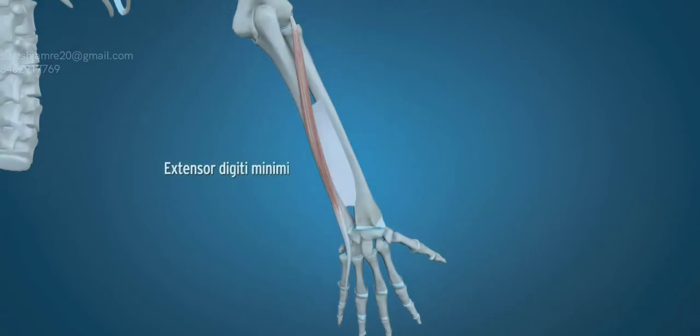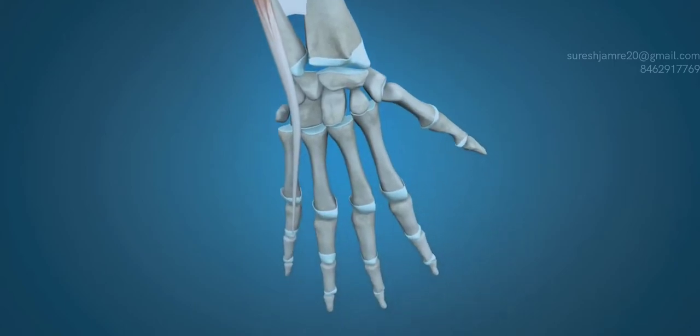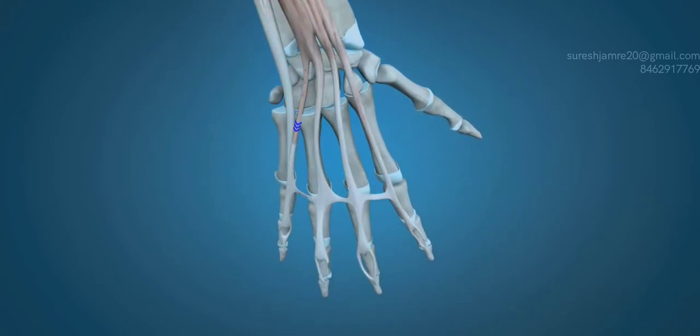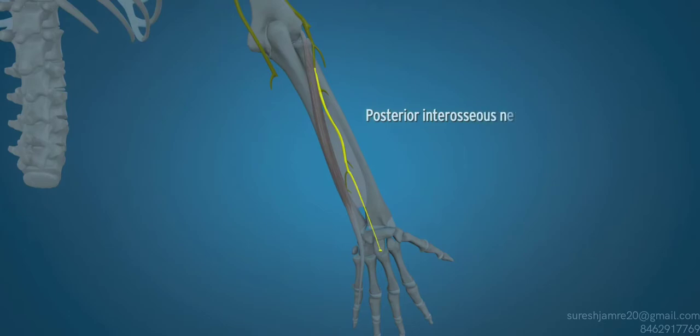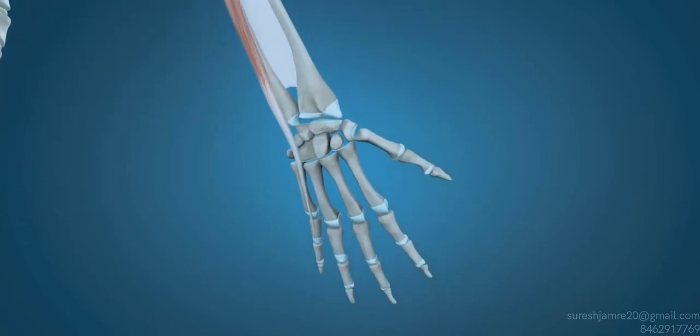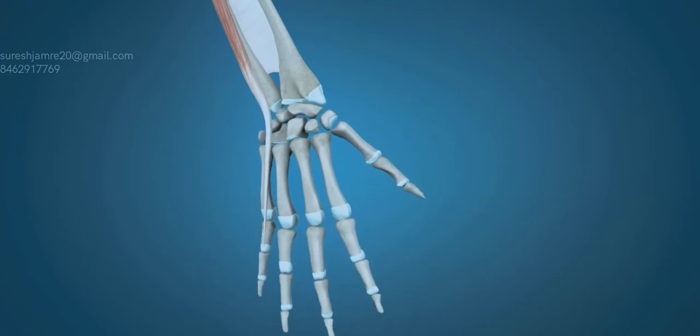Extensor digiti minimi. Origin: common extensor origin from the lateral epicondyle of the humerus. Insertion: the tendon passes medial to the extensor digitorum tendon of the little finger. It attaches to the extensor hood of the little finger and through it inserts into the middle and distal phalanges of the little finger. Innervation: posterior interosseous nerve. Action: extends the little finger. Also helps in extension of the wrist.